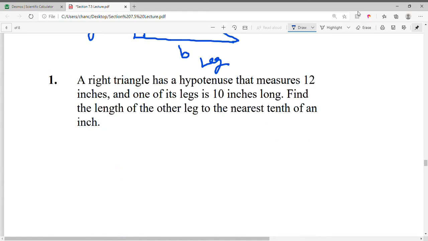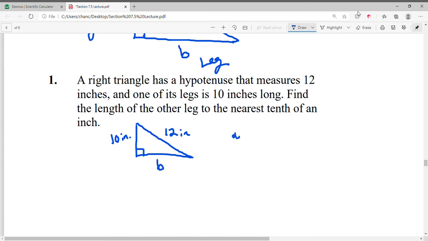Question 1. A right triangle has a hypotenuse that measures 12 inches and one of its legs is 10 inches long. Find the length of the other leg to the nearest tenth of an inch. So let's draw ourselves a picture. We know the hypotenuse is 12 inches and one of the legs is 10 inches. So we don't know what this distance here is. Let's give it a name. We'll label it as B.